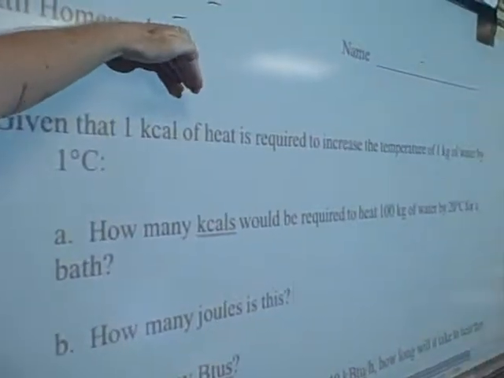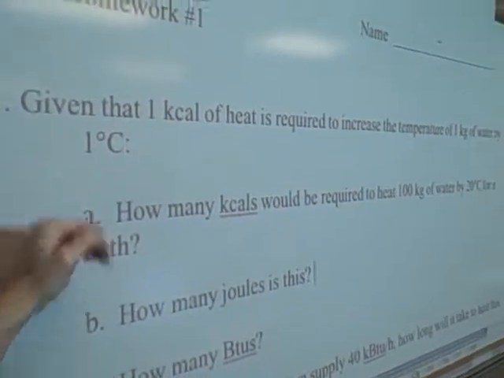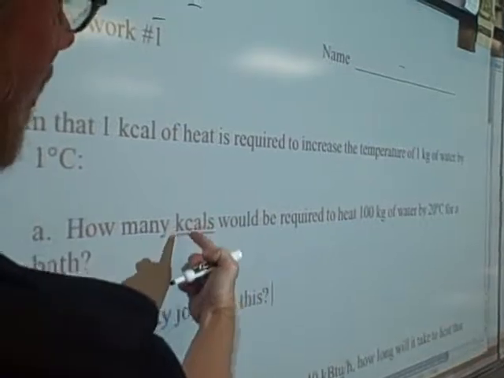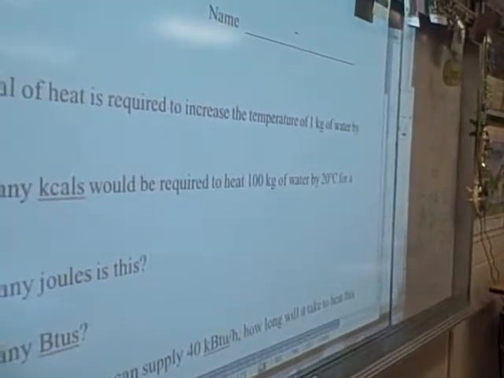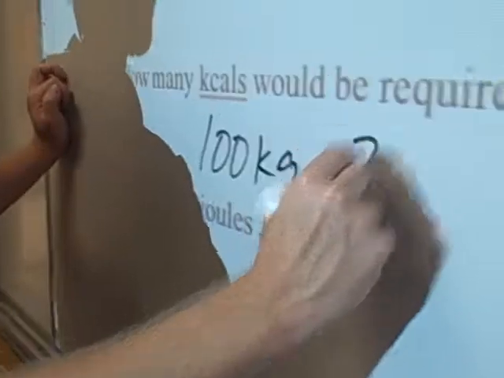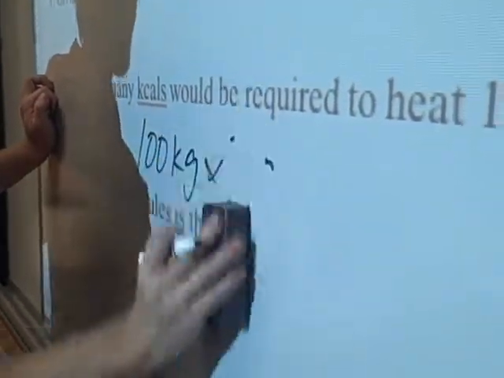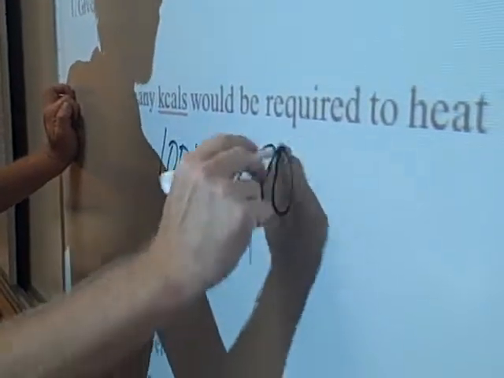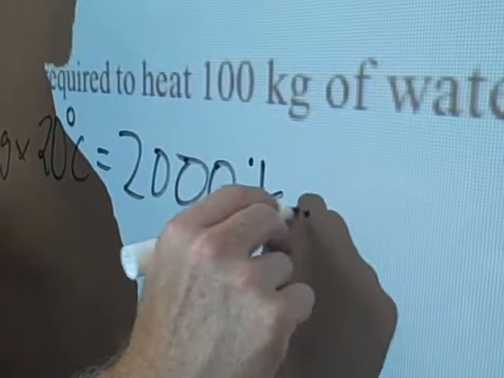Okay, so given that 1 kilocalorie of heat is required to increase the temperature of 1 kilogram of water by 1 degree C, all you have to do to find out the kilocalories for heating 100 kilograms of water by 20 degrees C for a bath, you just take 100 kilograms times 20 degrees C. That will give us 2,000 kilocalories.